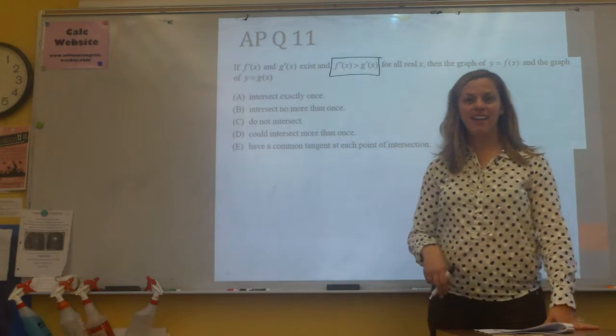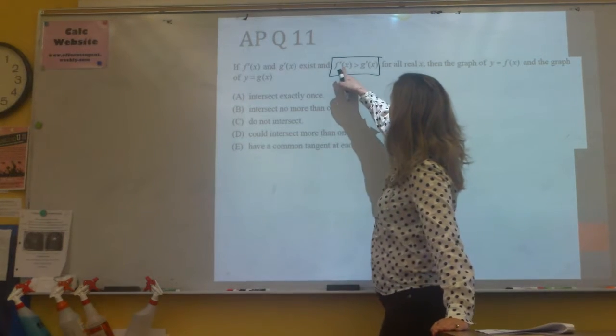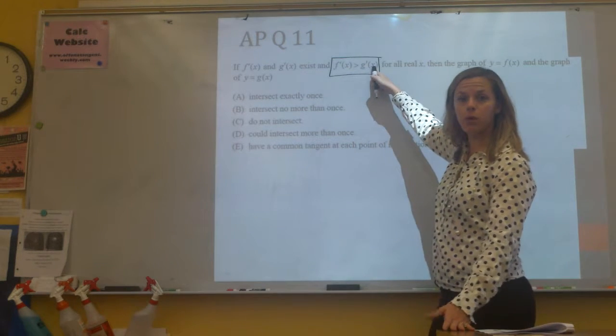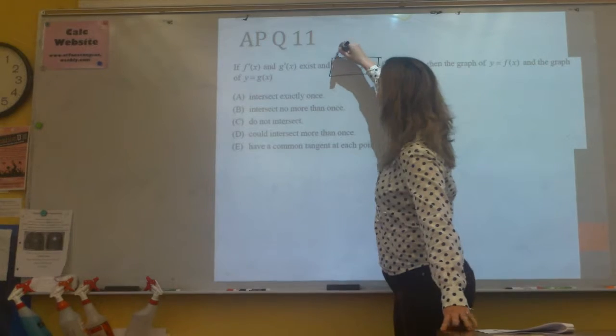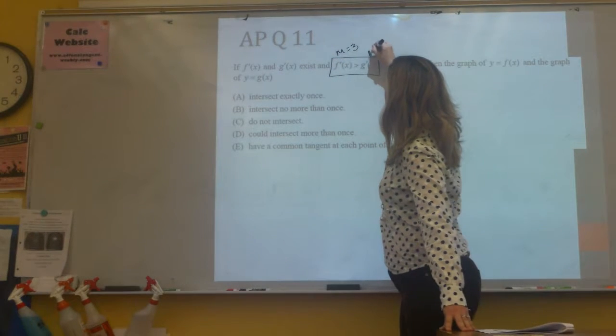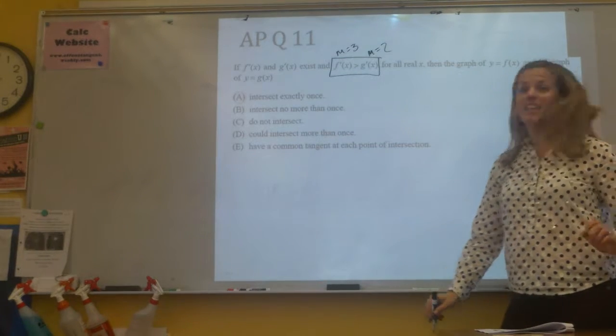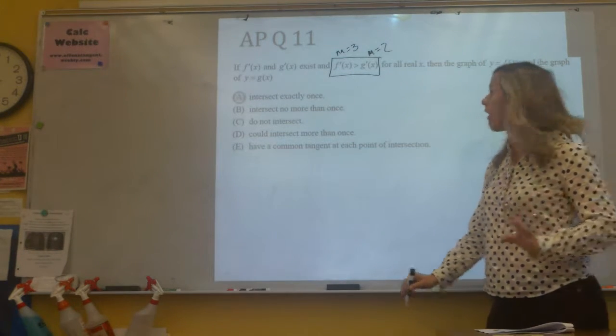All right, and we're back. So I have this derivative is always greater than that derivative. I can think of a simple line case, if I have the slope of 3 versus the slope of 2. Do you want to know the answer? Let's go over the answer real quick. It's A. So if you got that and you feel good about that, you can move on.